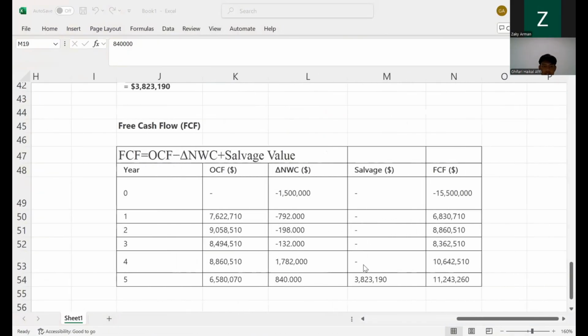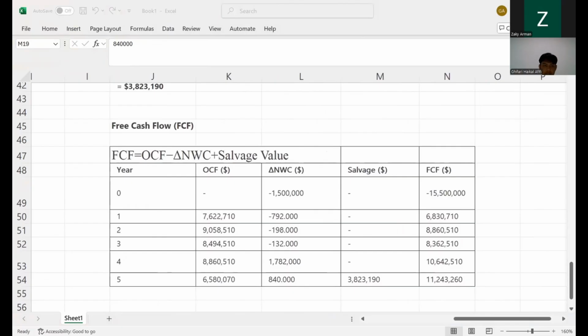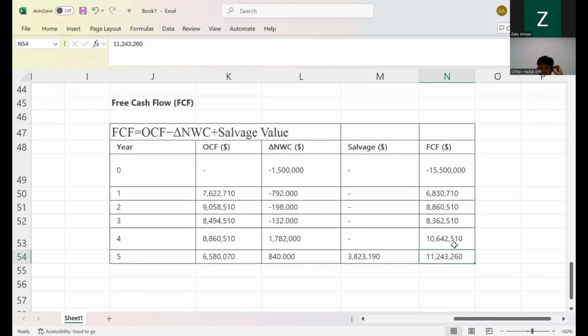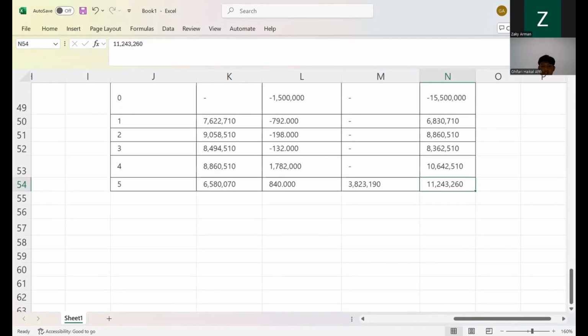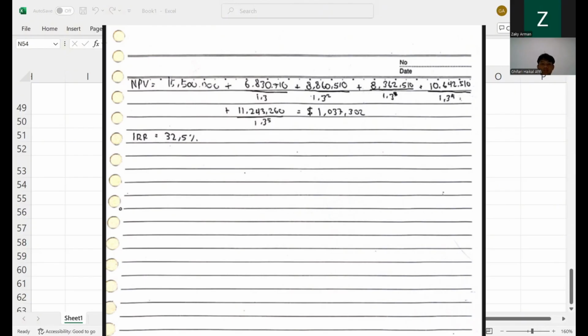After that, the next step is free cash flow. The formula is the OCF minus the delta NWC plus the salvage value. So it is like this. We get this amount, and the total for year 5 is 11,243,260. So the next step is to calculate the NPV and IRR.